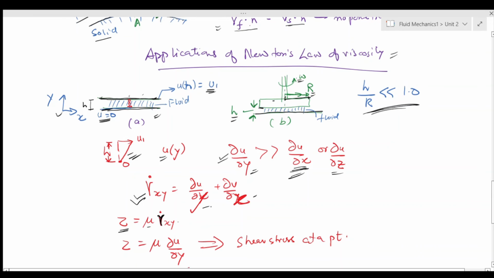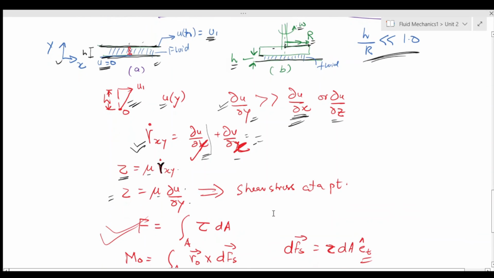So, in this particular case, instead of taking both of these terms, since del v by del x is very small when compared to del u by del y, I can say that my shear stress is equal to mu times del u by del y, and that is the reason I would neglect my del v by del x, and I would only consider simply tau equal to mu del u by del y.